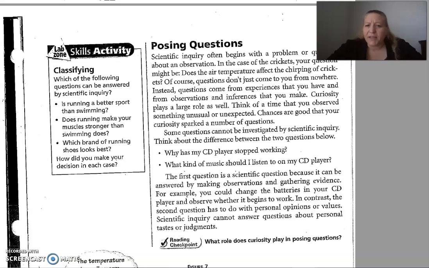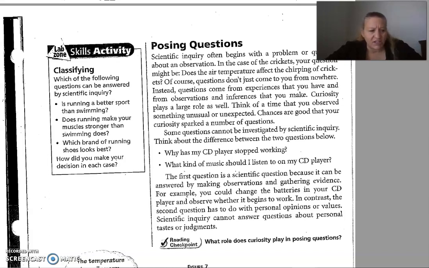Some questions cannot be investigated by scientific inquiry. Think about the differences between these two questions. Why has my CD player stopped working? What kind of music should I listen to on my CD player? The first question is a scientific question because it can be answered by making observations and gathering evidence. For example, you could change the batteries in your CD player and observe whether it begins to work. In contrast, the second question has to do with personal opinions or values. Scientific inquiry cannot answer questions about personal taste or judgments.